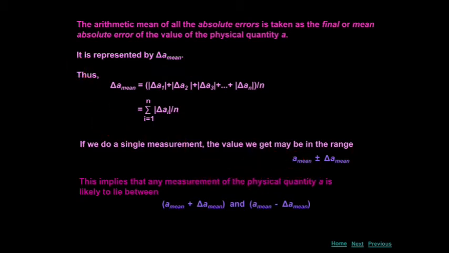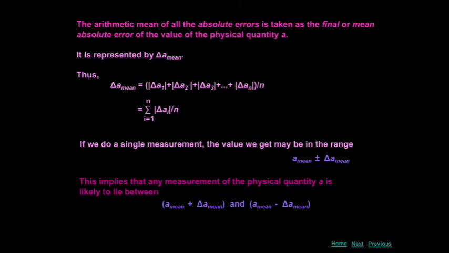Okay, so in these slides we are discussing two types of error analysis. One is the absolute error, the second is the mean absolute error. Once again I recall absolute error. What is absolute error? It is the difference between the true value and the measured value of the physical quantity. Mathematically, del an is equal to am minus an, where am is the true value and an is the measured value.